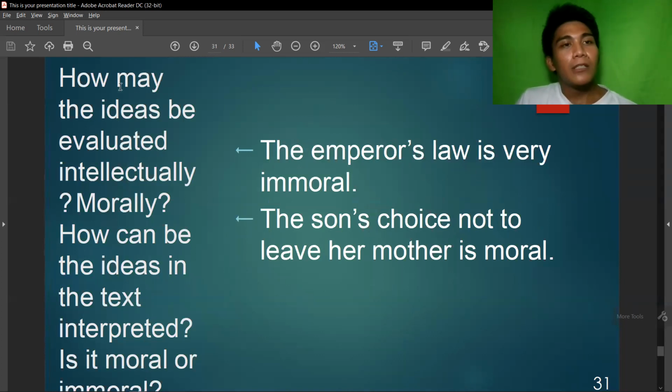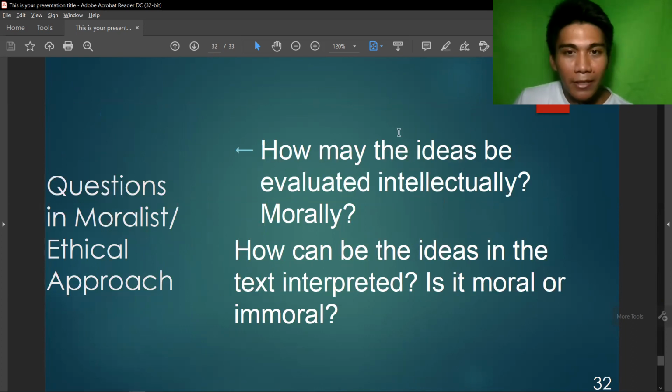The emperor's law. How may it be evaluated morally? So let's start with the law. Of course, the emperor's law, or the governor's law, is very immoral because it takes away people's right to live. The son's choice not to leave her mother is moral. Even if he put himself in danger, he did not abandon his mother. Okay, how may the ideas be evaluated ethically? So, that is the moralist approach.